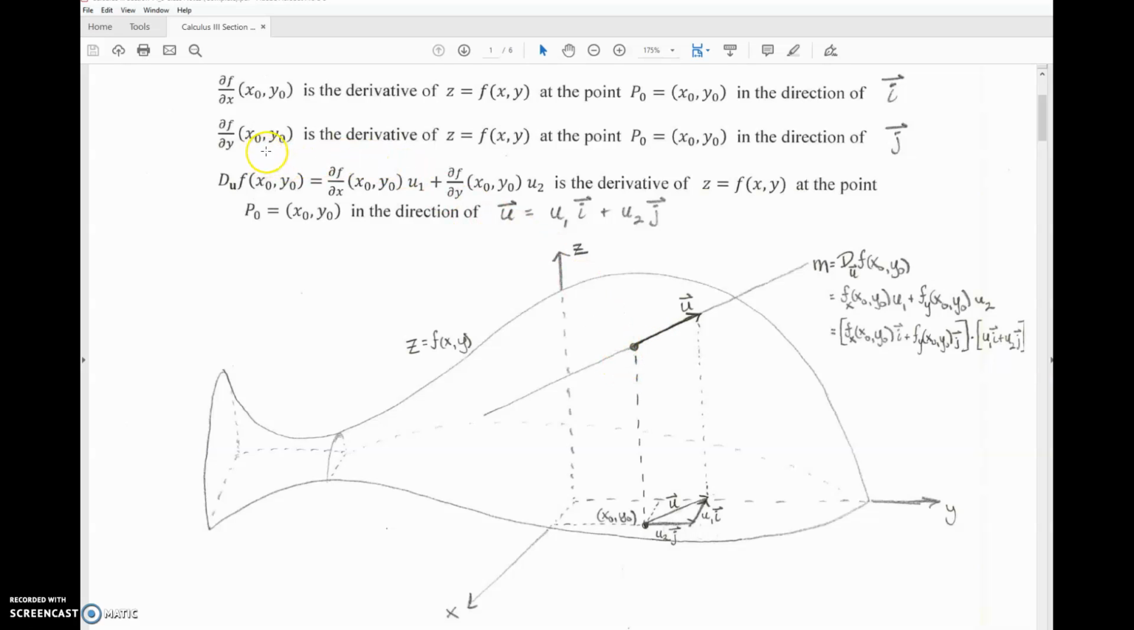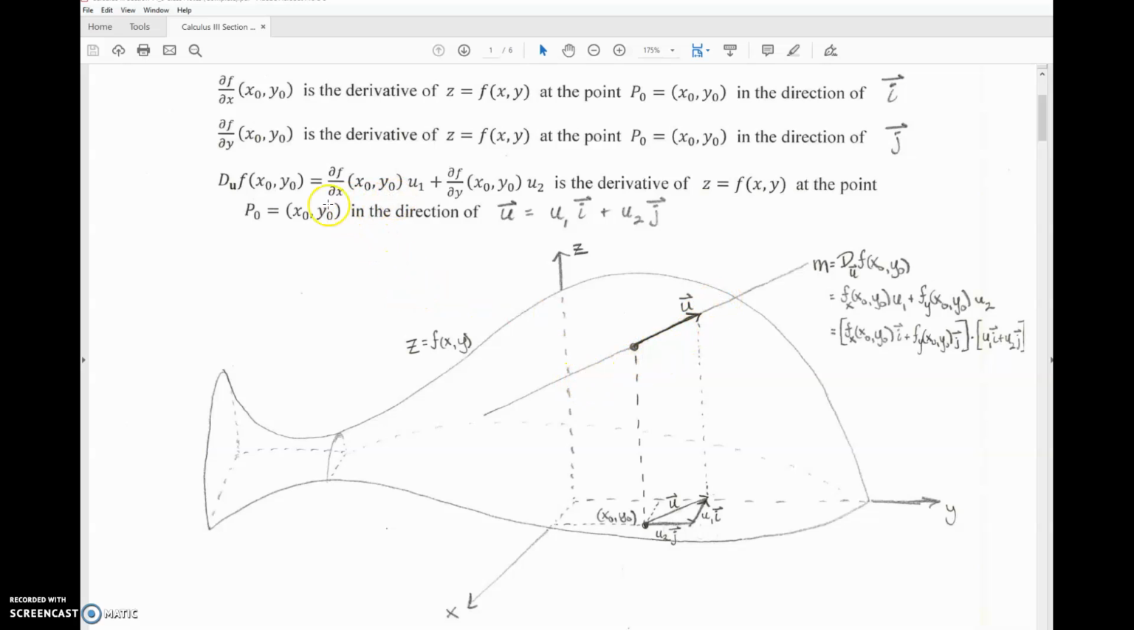Now the partial of f with respect to y at that point is the derivative of z in the direction of j. So that would be parallel to the y-axis. That would be the slope of a tangent line sitting on the surface right here. But if I want the derivative in any other direction, I have to look at that as a combination of those two derivatives. It's some distance in the i direction plus some distance in the j direction. If I add those two vectors together, I get u, which is the direction of the derivative that I want, so the tangent line that lies in that direction and touches the surface.